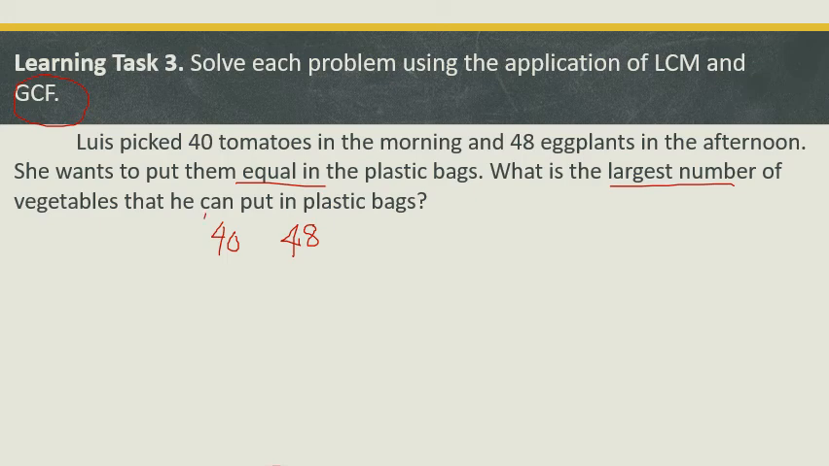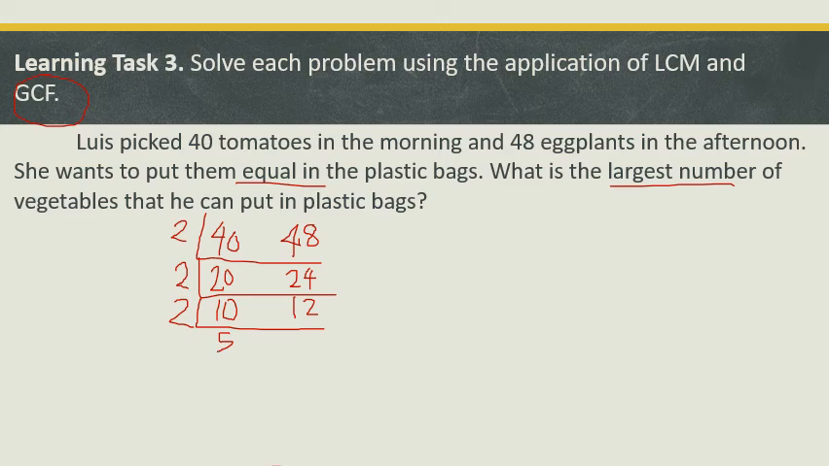Okay, so since sila po ay parehong even number, pwede natin i-divide sa 2. So, 40 divided by 2 is 20. 48 divided by 2 is 24. So, since ang 20 and 24 even number pa din, pwede natin i-divide sa 2. So, 20 divided by 2 is 10. 24 divided by 2 is 12. So, ang 10 and 12 ay even number pa din. So, 10 divided by 2 is 5 and 12 divided by 2 is 6. So, ang 5 and 6 po ay wala ng common factor. So, ito pong tatlo lang ang ating ipag-divide.